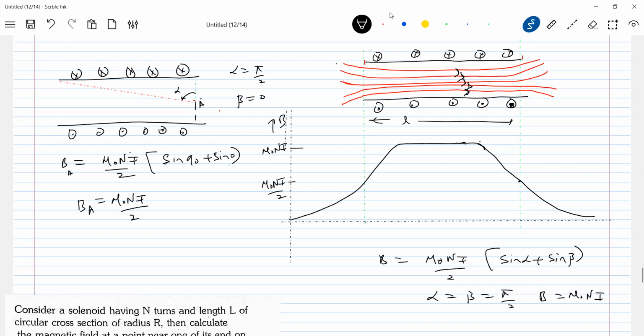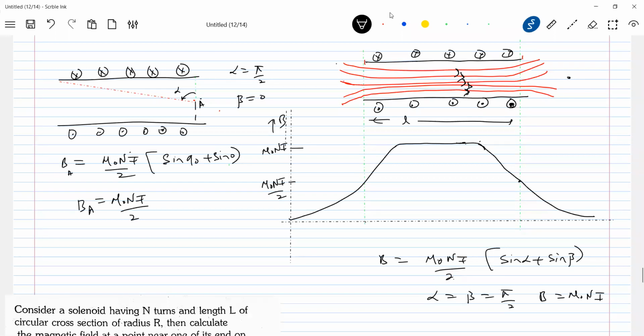So what is the field at the ends of the solenoid? It will be half of that at the middle, at the midpoint. And not everywhere inside the solenoid is it the same; moving inward, the field will increase. And even outside, it will be non-zero. Outside also it will be non-zero. So there's one basic use of this particular formula.